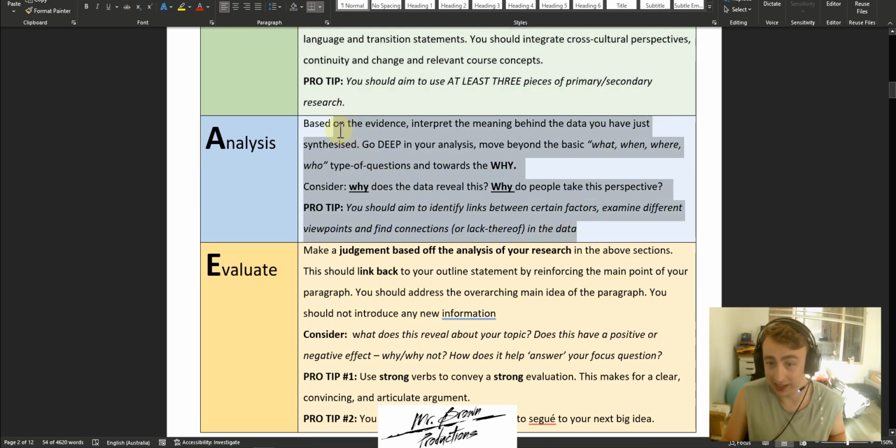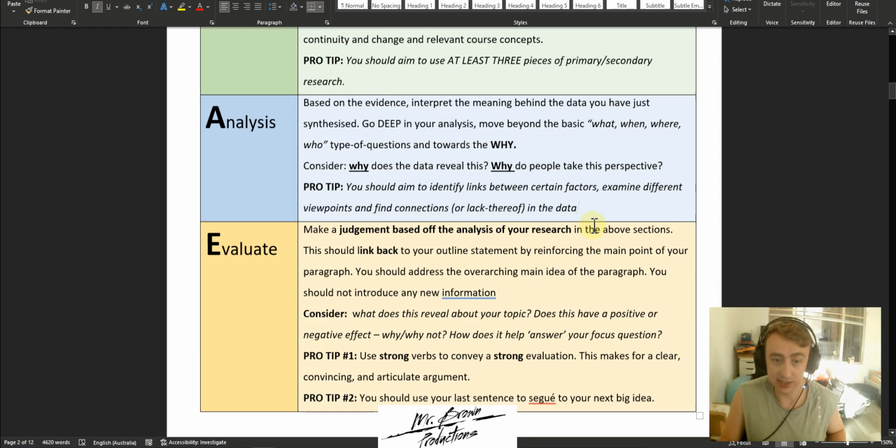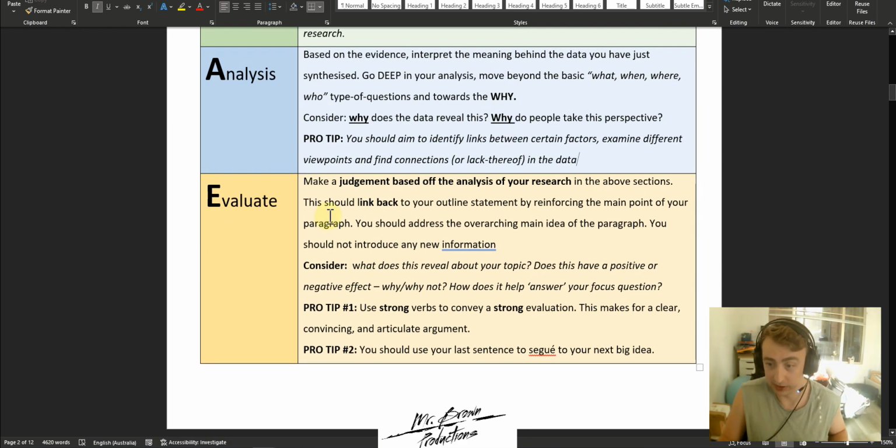You've then analysed that data, which is beautiful, I love it. And then the last thing we need to do is evaluate it, okay? So we have to make a judgment based on the analysis of this research and relate it back to your overarching topic. So this is where we need to evaluate.